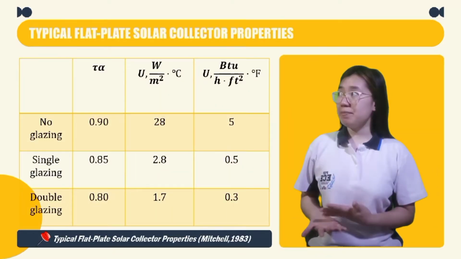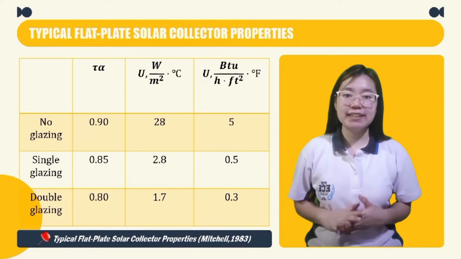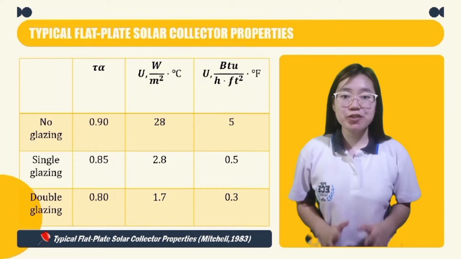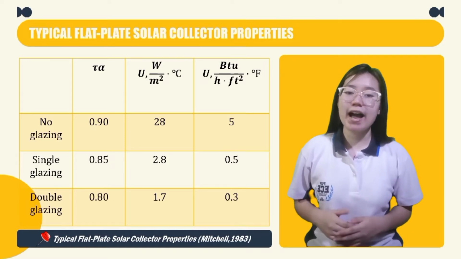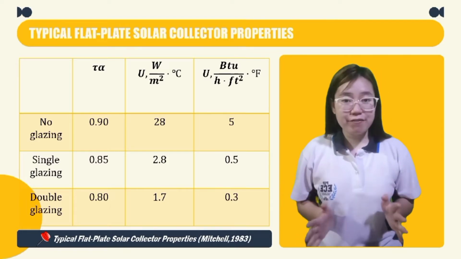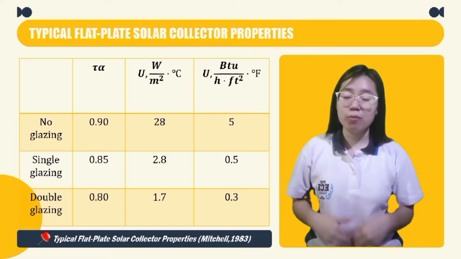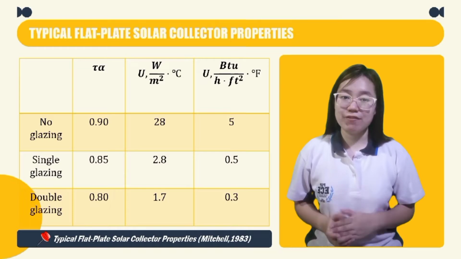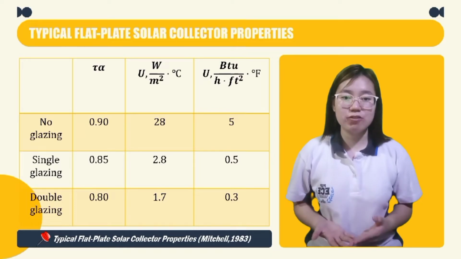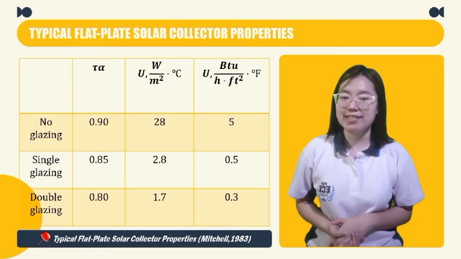Moving forward, these are the typical values of the transmissivity-absorptivity product, or the tau alpha, and the overall heat transfer coefficient, or U. As we can see here, an unglazed collector allows more solar radiation input to the collector due to higher tau alpha values, but also involves higher heat transfer coefficients. However, even though the tau alpha values go down slightly from no glazing to single and double glazing, the U value decreases significantly. Therefore, we can see that a single glazing collector is more efficient than an unglazed collector, or the no glazing. This is why most flat plate solar collectors have single glazing.